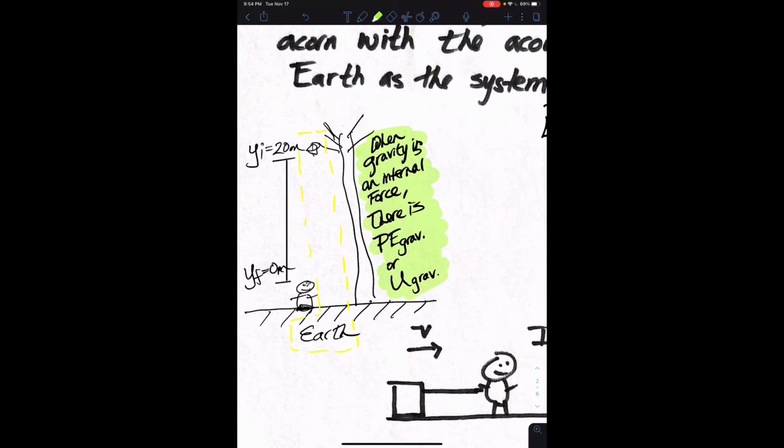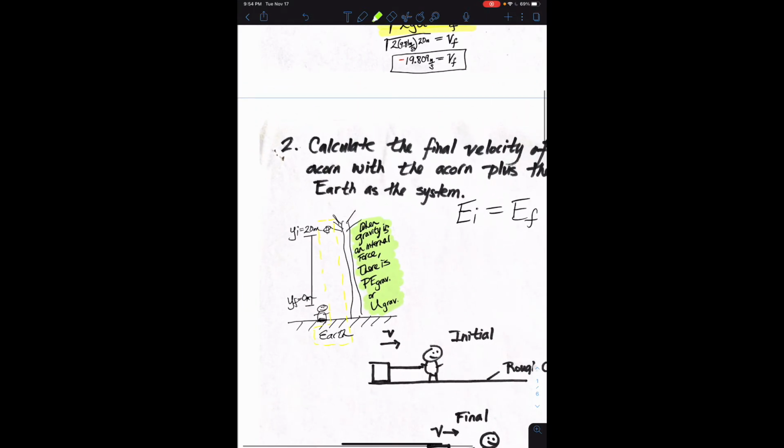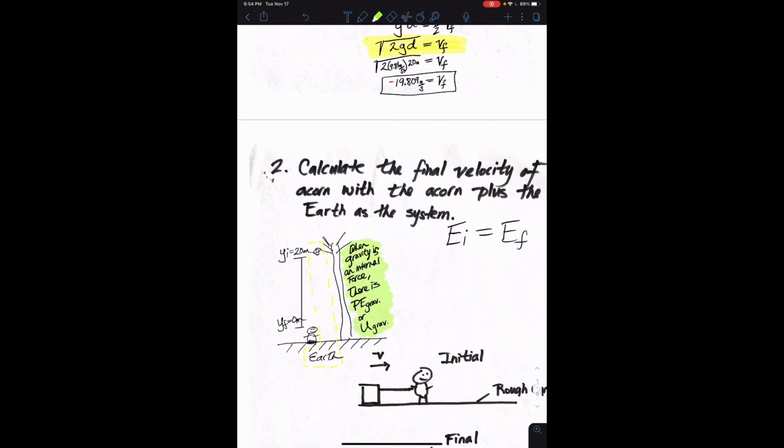gravity. And so what I'm saying is you either have gravity being external and doing work, or you have gravity contributing potential energy. It's one or the other. You cannot double dip. Gravity can't do both. It's one or the other. All right. So do not have gravity doing work and have potential energy gravity.